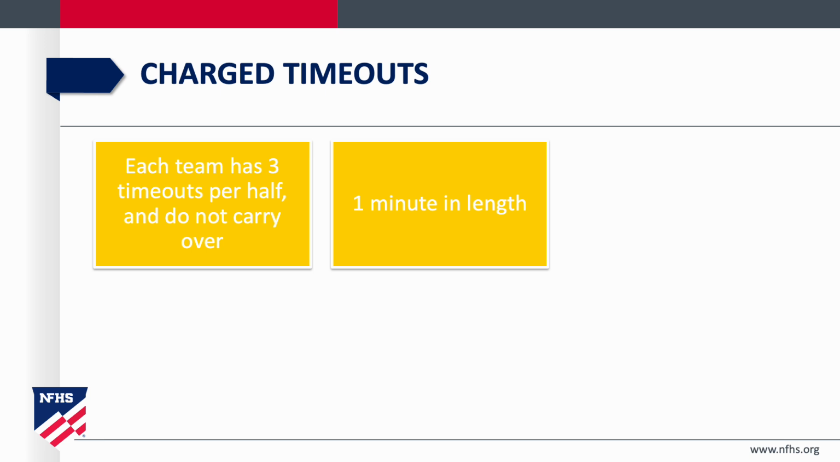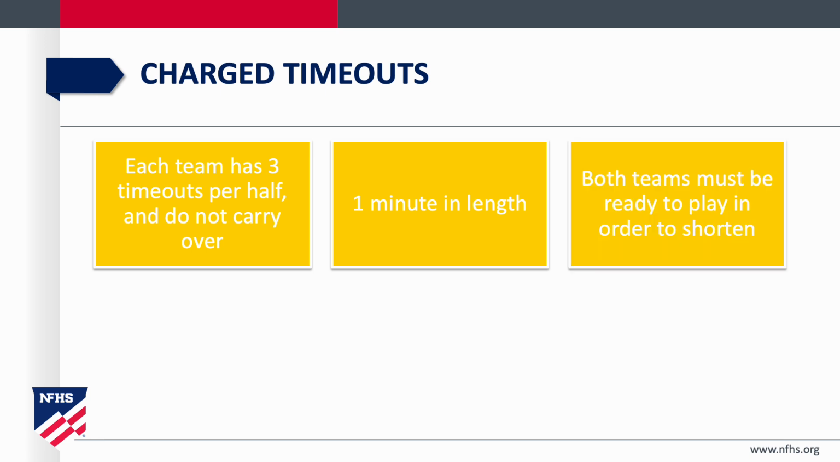When there are 15 seconds remaining, the back judge should notify the other officials. The referee will blow the whistle and the wing officials will make their way towards the team huddles to let them know the ball is coming ready to play. In order to shorten a timeout, both teams must be ready to play. Both teams are entitled to use the full length of the timeout, even if one of the teams is ready to play.